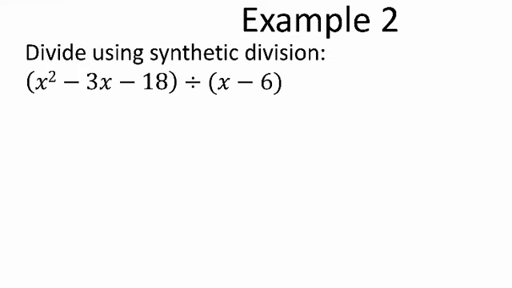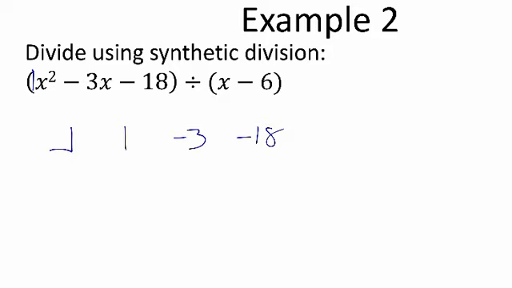X squared minus 3x minus 18 being divided by x minus 6. So looking at the x squared minus 3x minus 18, there are no missing terms. We start off with an x squared, then we have x to the first, and then x to nothing. So we're going to write our coefficients, and remember, if there's no coefficient, we can assume there's a 1. So the coefficients for our dividend, we got 1, negative 3, negative 18.